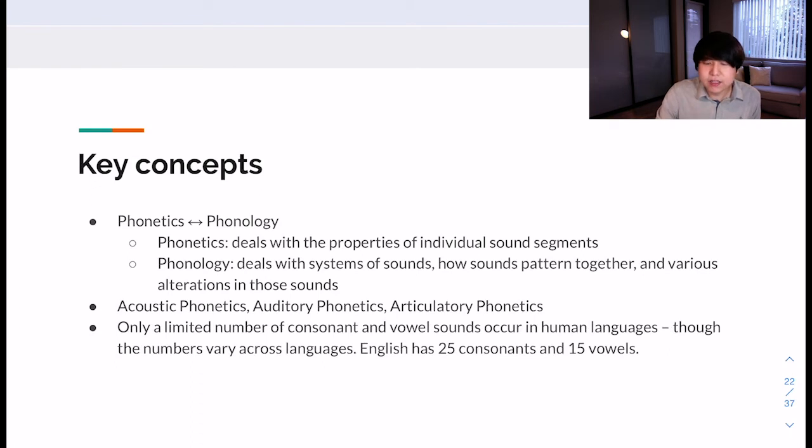And only a limited number of consonant and vowel sounds occur in human languages. It never exceeds a few thousand. It's always a few dozen. So English has 25 consonants and 15 vowels, but again, this number can also vary dialect by dialect.